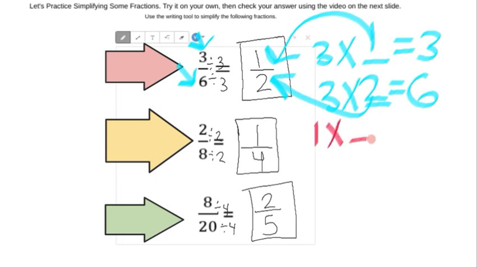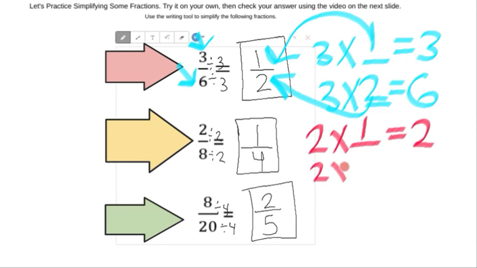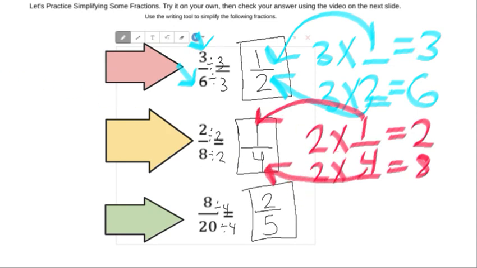And then let's talk about problem number 2. 2 times what equals 2? 1. 2 times what equals 8? 4. That's exactly how we got our new numerator, and this is exactly how we got our new denominator.